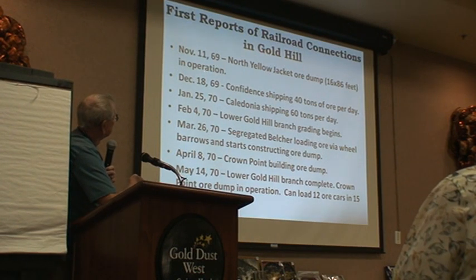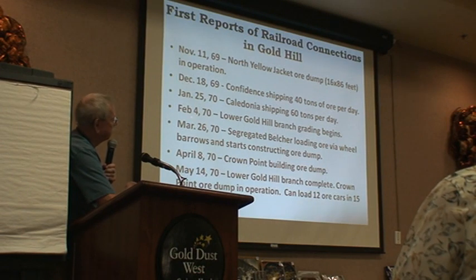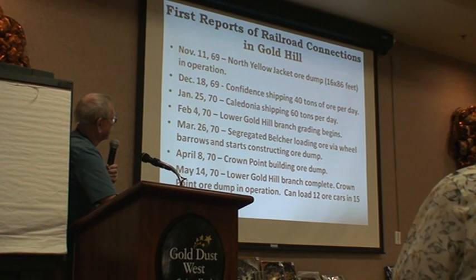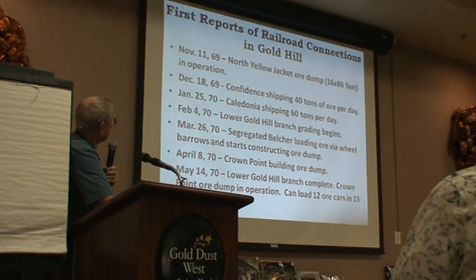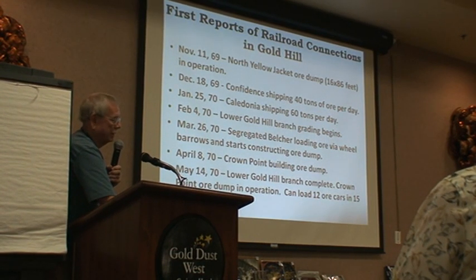Starting with this is the first call from the North Yellow Jacket. Later on in that same year, the Confidence began shipping ore. The Caledonia was shipping ore in January. In February 4th, they began building the lower Gold Hill branch to get to the Crown Point. By March 26th, the segregated Belcher had not built an ore dump yet, and they were loading ore by wheelbarrows and shovels.